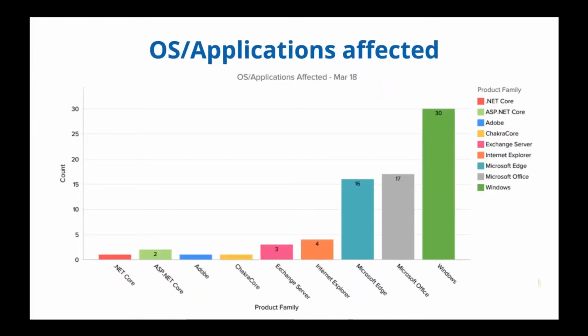As for the OS and applications that were affected, we have a multitude of Windows patches. Approximately 30 vulnerabilities were detected and patches were released, and 17 Microsoft applications were affected. 16 Microsoft Edge vulnerabilities were detected, 4 of them in Internet Explorer, and a few in Exchange Server, Chakra Core, Adobe, ASP.NET Core, and .NET Core.